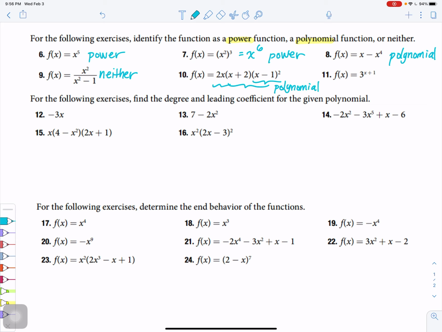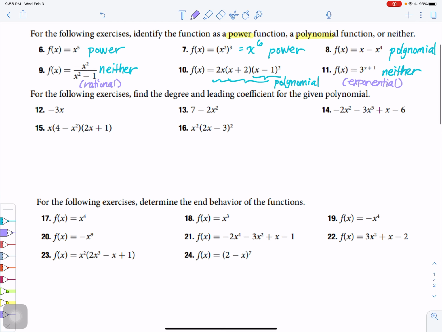Now, look at number 11. We don't have a variable raised to a fixed power. We actually have a number raised to a power. So this is neither. And you know what I might do? I might just go ahead and tell you what it is. This is an exponential function, and we'll be talking about that later. And this is a rational function. But both of those are neither power nor polynomial.